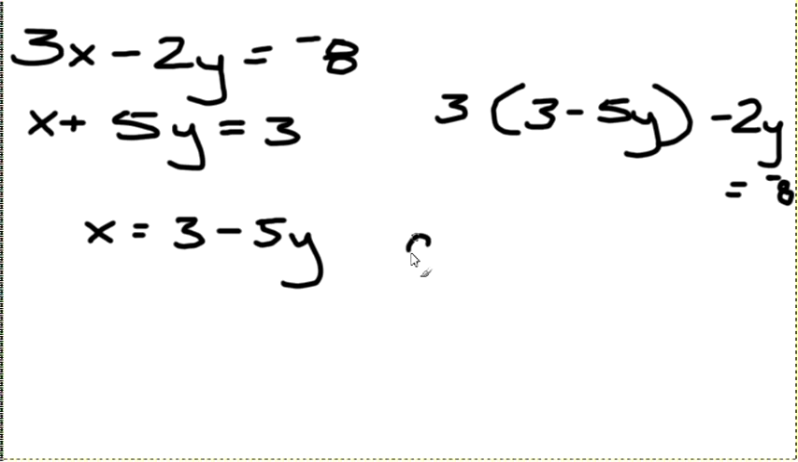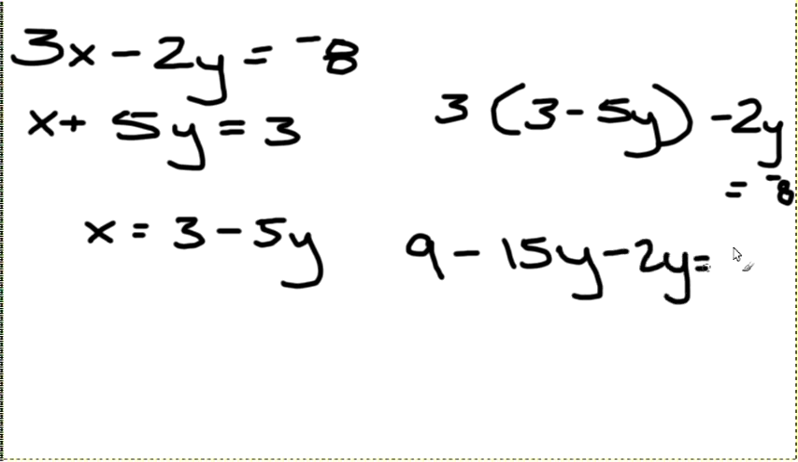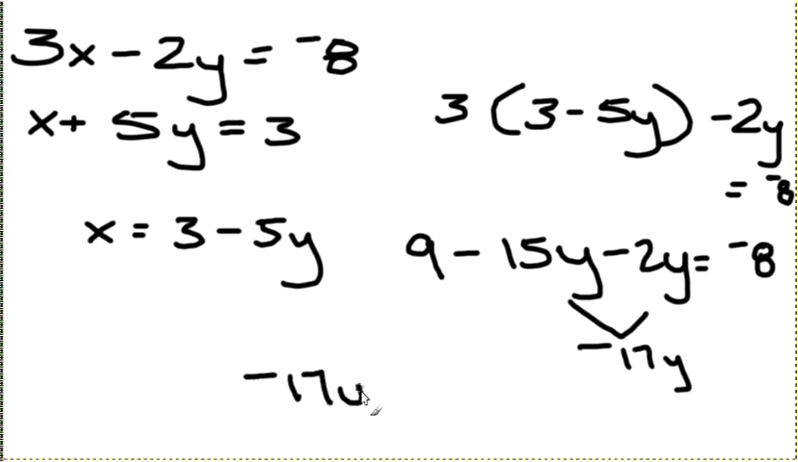So then we have 9 minus 15y minus 2y is equal to negative 8. We can combine these two together to get negative 17y. And then when you subtract 9 from both sides, you get negative 17. So you get negative 17y is equal to negative 17. So y is equal to 1.